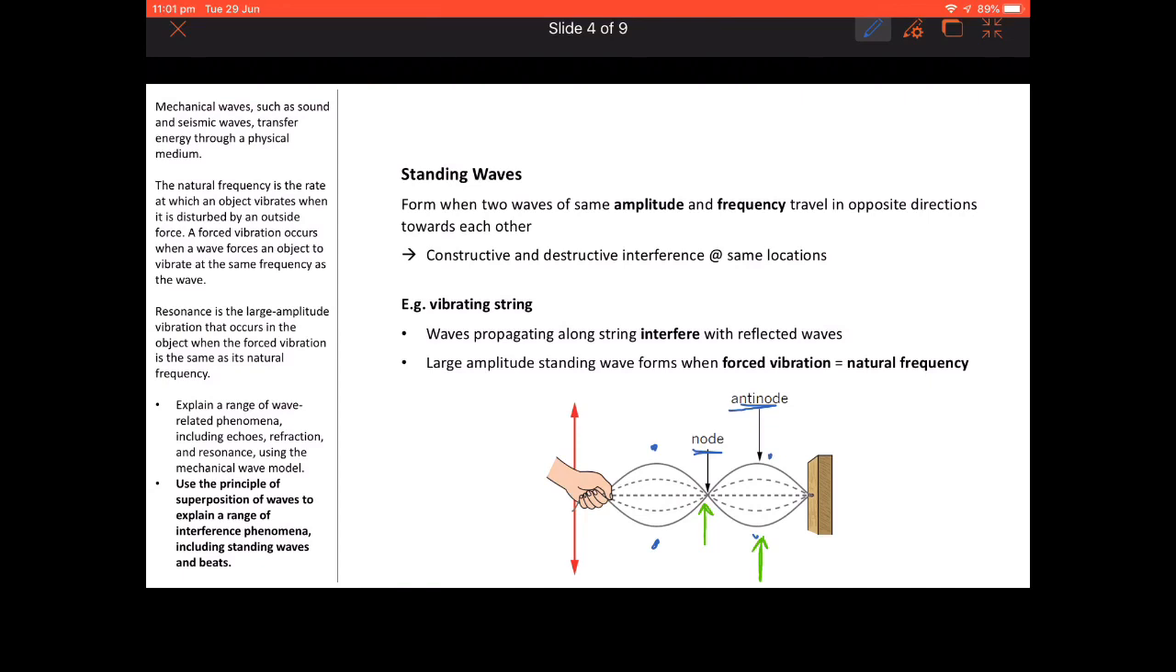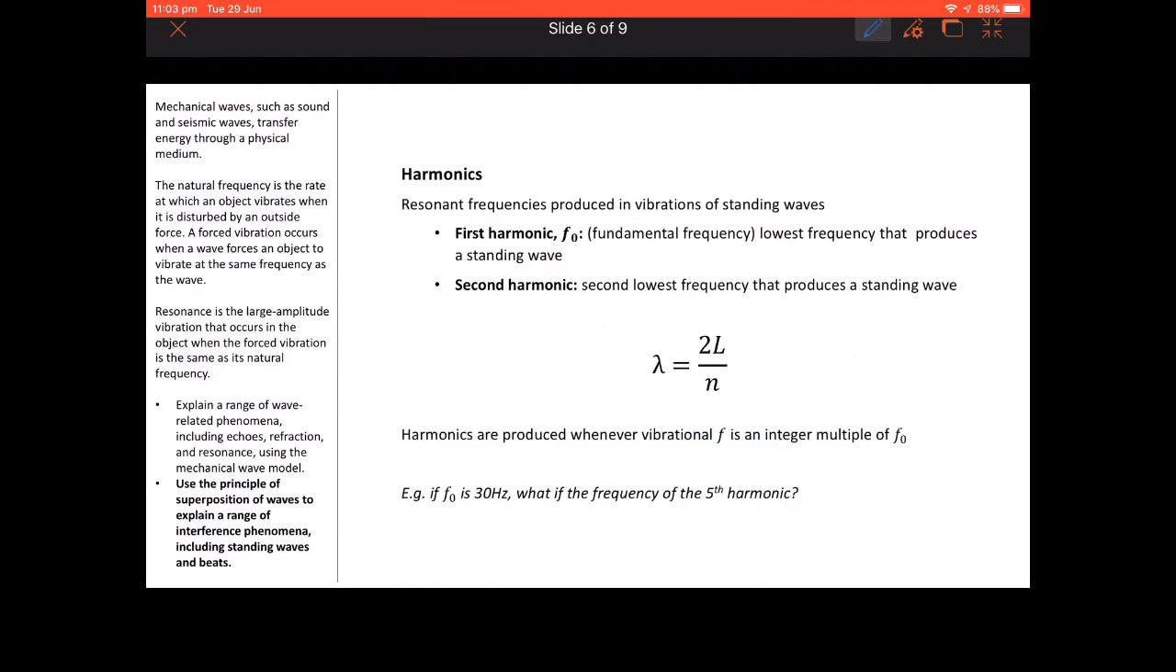Large amplitude standing waves form when the forced vibration, due to the hands oscillating up and down, is equal to the natural frequency of the string. Harmonics are resonant frequencies that are produced in vibrations of standing waves. So these are the frequencies of vibrations that produce standing waves.